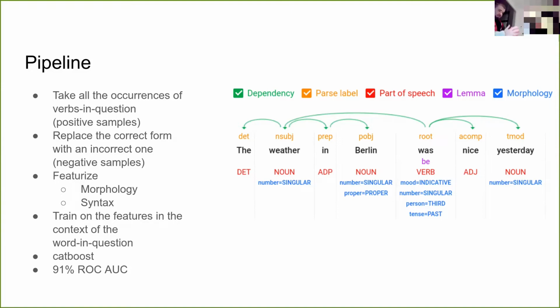Then you look at these features in the context of the word in question. The simplest context is the words to the left of the word in question. If the word in question is Berlin, we can take the context of these three words, the weather in, and look at their features. We just feed all these features to the classifier. We used CatBoost here because it works very well with categorical features, and it is essentially decision trees, a decision forest, and we were able to obtain 91% ROC-AUC.